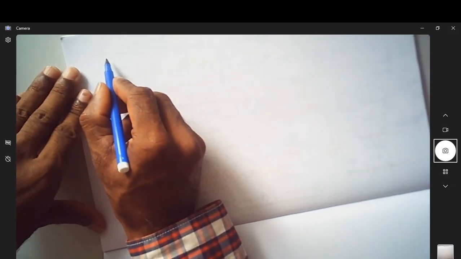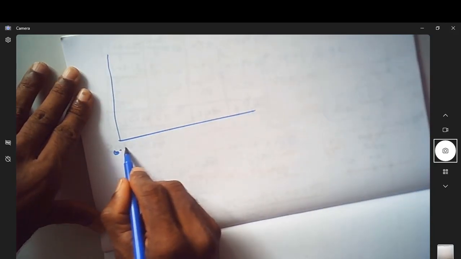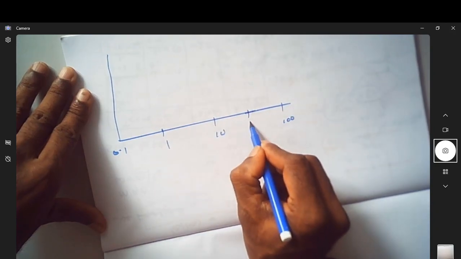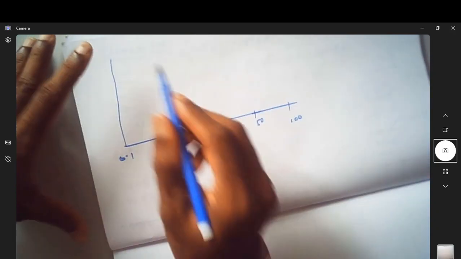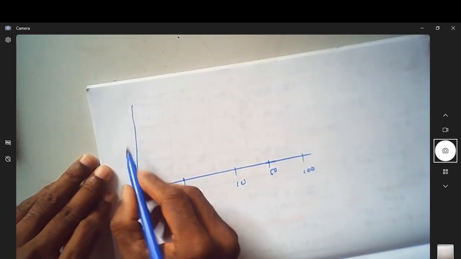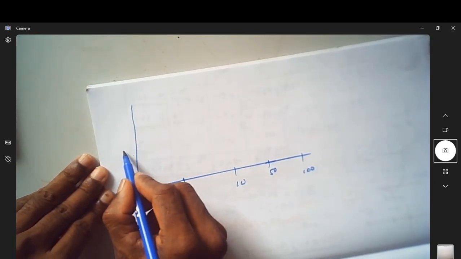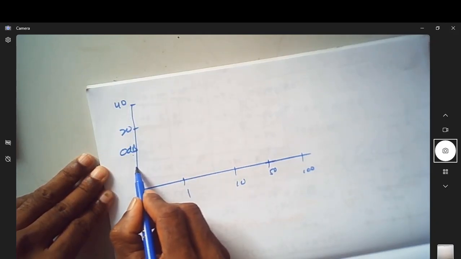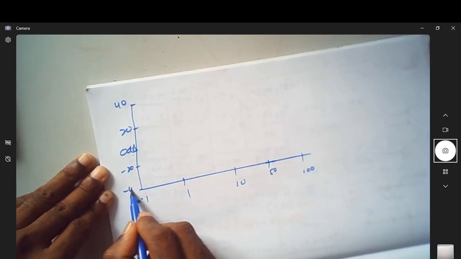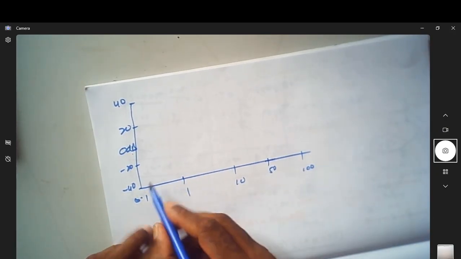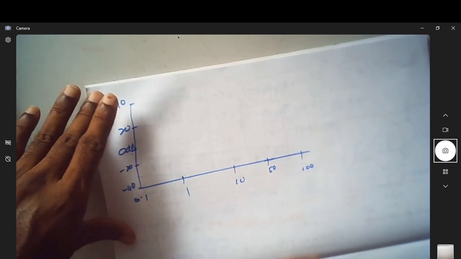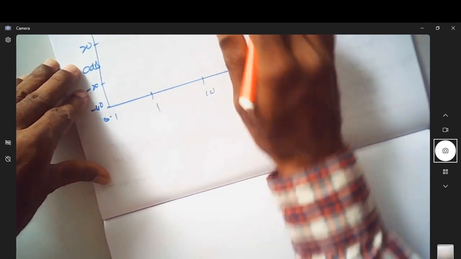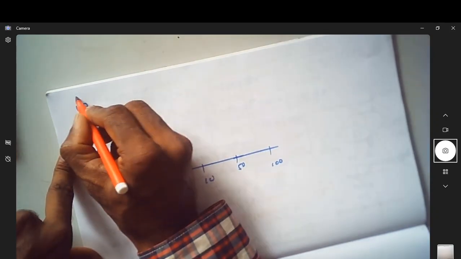So let us see how it looks. Let me draw this as my 0.1. This is 1, this is 10, let us say this is 100, and I have 50 somewhere here. This is 0 dB, assume that this is 20, this is 40, this is minus 20, this is minus 40. Now, at 0.1 radian per second, what is the magnitude? The magnitude is 40 dB. So let me take this point. This is my 40 dB. This is in dBs.